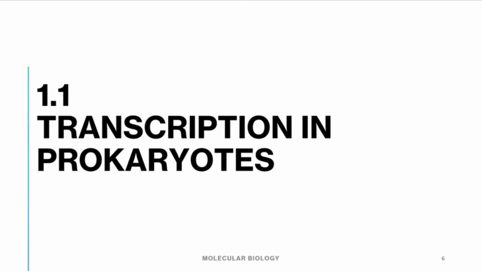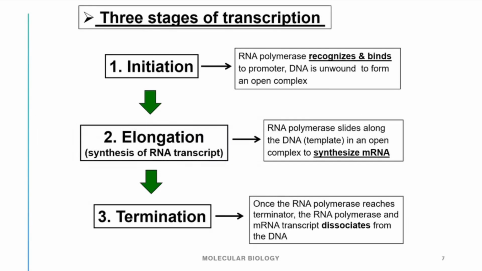Let's start with the transcription process in prokaryotes. Transcription is a 3-stage process. It starts with initiation, where RNA polymerase recognizes and binds to the promoter region of the DNA, thus causing the DNA to unwind to form an open complex.